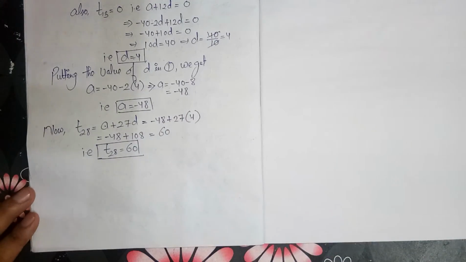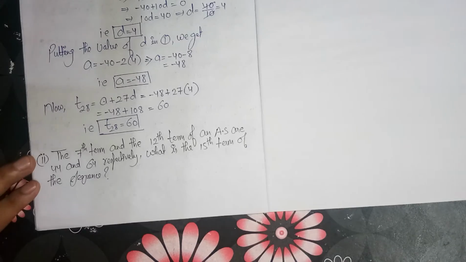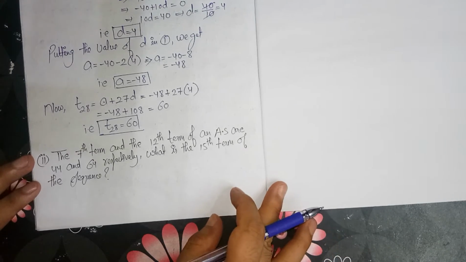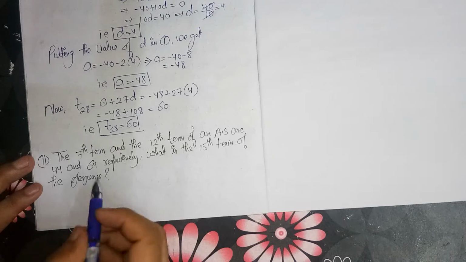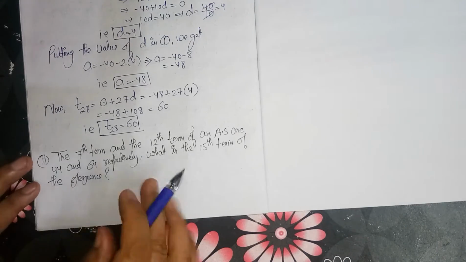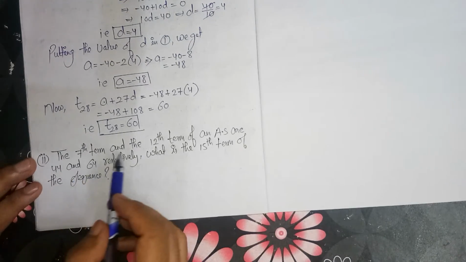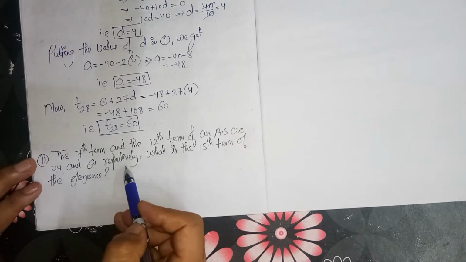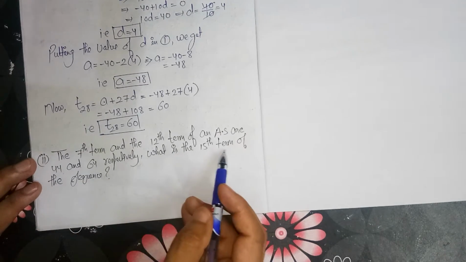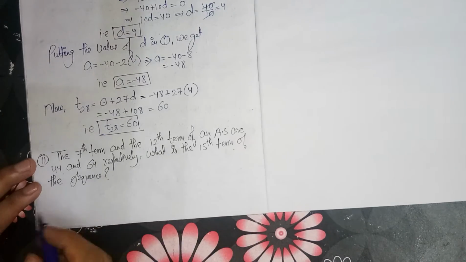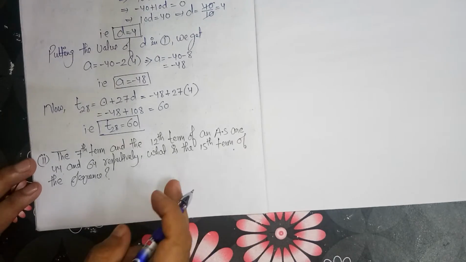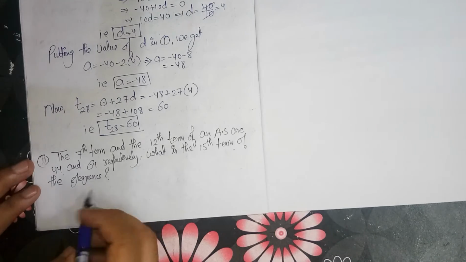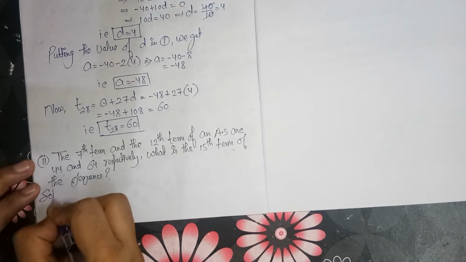Okay, so friend, I have just written the second part of question number 8. Now let's read the question. The question is saying the 7th term and the 12th term of an AP are 44 and 64 respectively. What is the 15th term of the sequence? Here we have to find the 15th term. For that you have to first find the value of a and d. So let's do it. Solution.